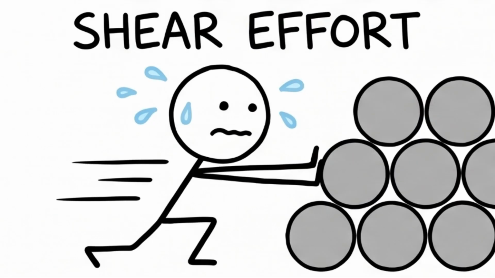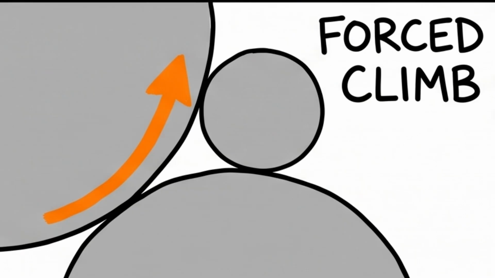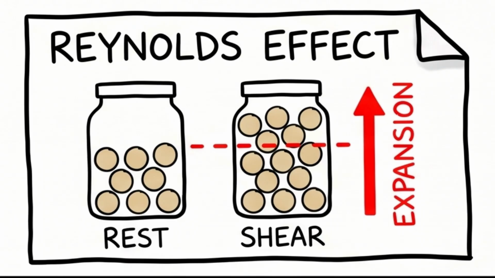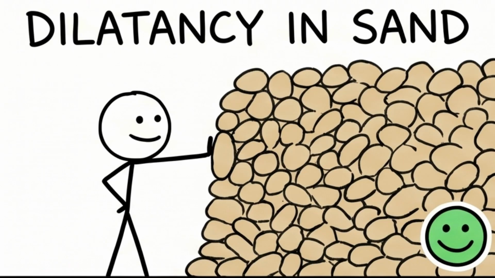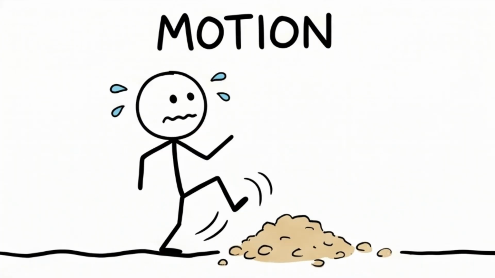For those marbles to slide past each other, the whole packing has to loosen first. Every marble has to climb over its neighbor. The pile has to get bigger. Sand does exactly this. It is called dilatancy, and it means packed grains must expand before they can move.